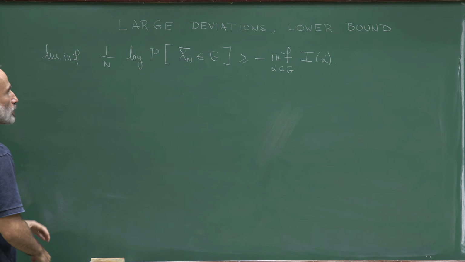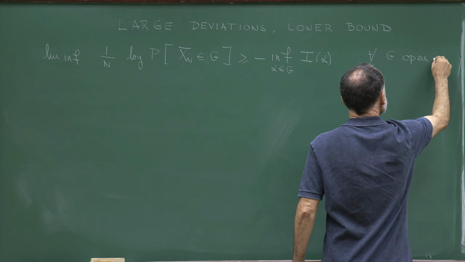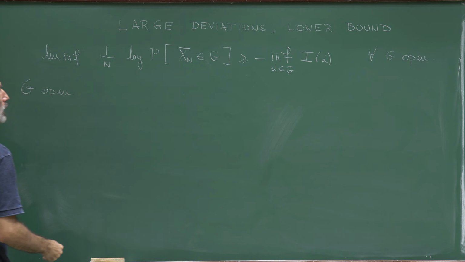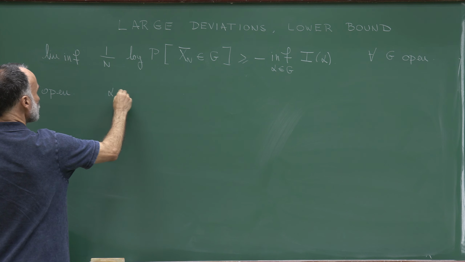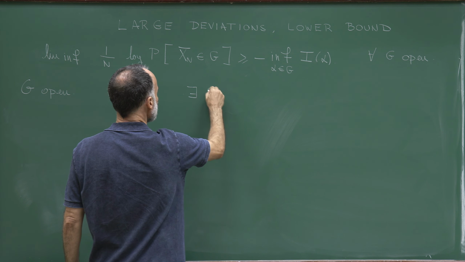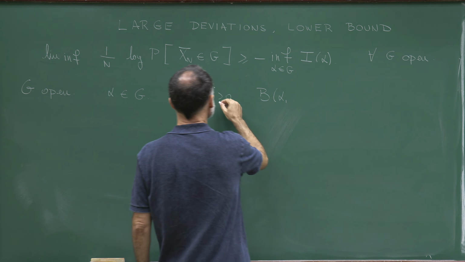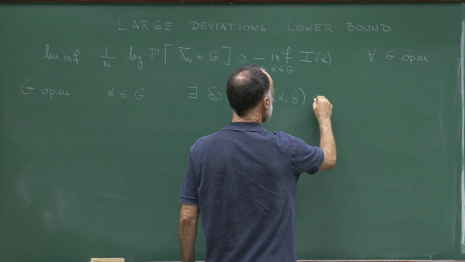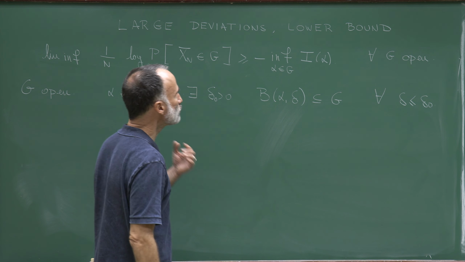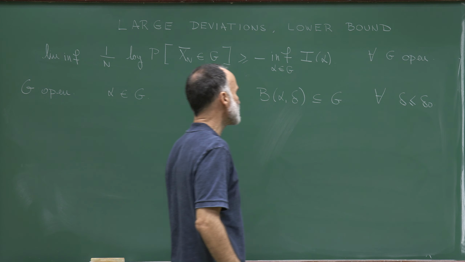So this is the statement we want to prove, for all G open sets. So fix G open, and let me fix an alpha in G. Since G is open, this means that there exists a delta 0 positive such that the ball centered at alpha of radius delta is contained in G for all delta smaller or equal than delta 0. Since G is open, we can find a radius delta 0 such that this ball is contained in G for all delta less than delta 0.